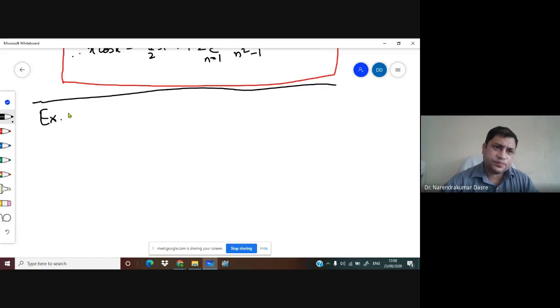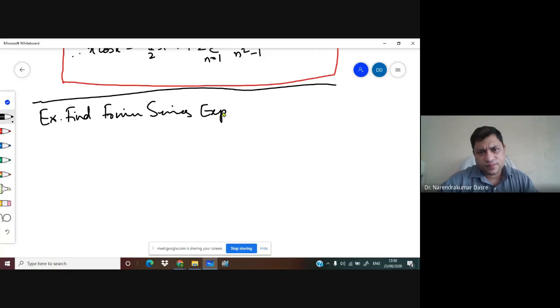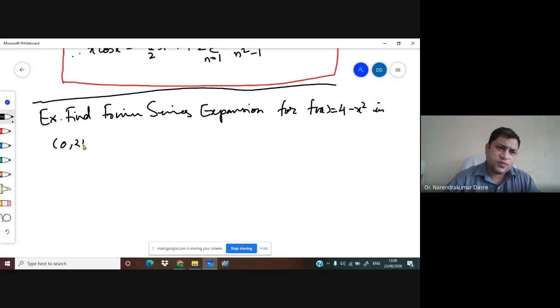So we go with the example. Find the Fourier series expansion for f of x is equal to 4 minus x square in the interval 0 to 2.